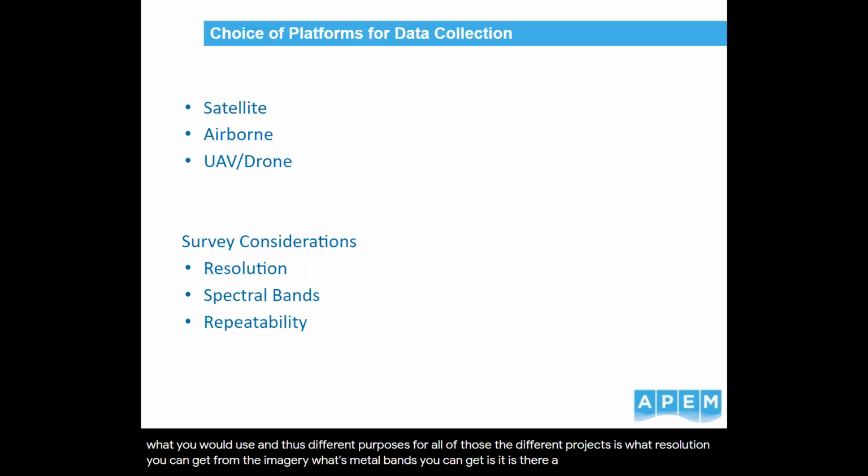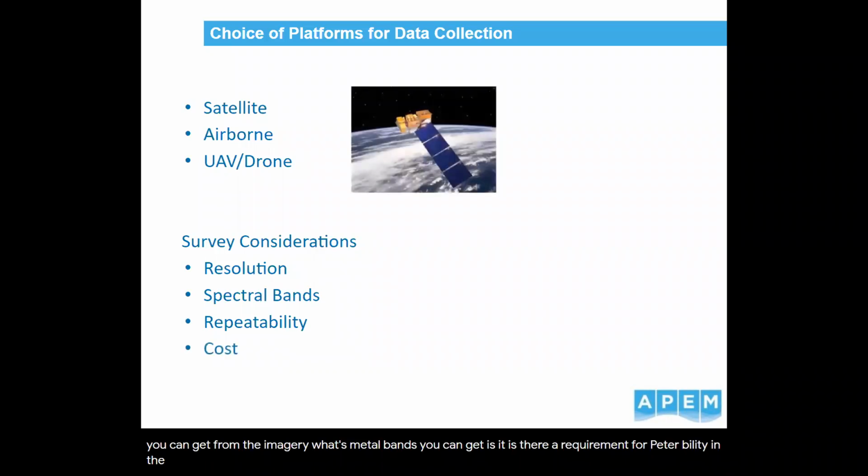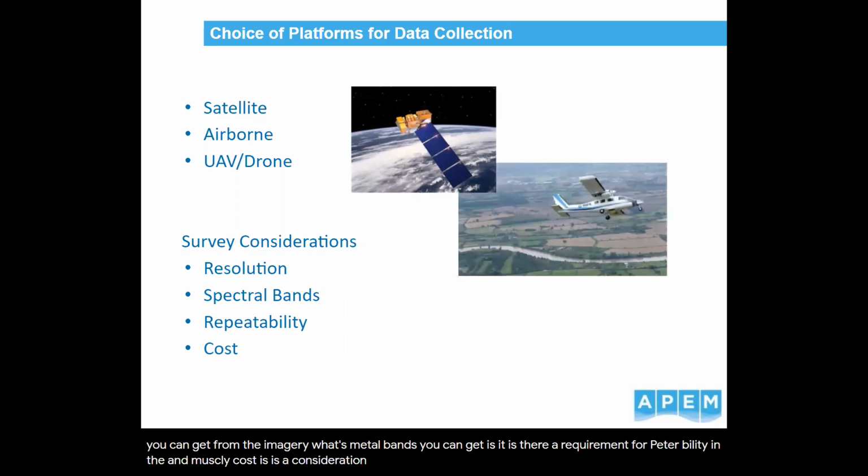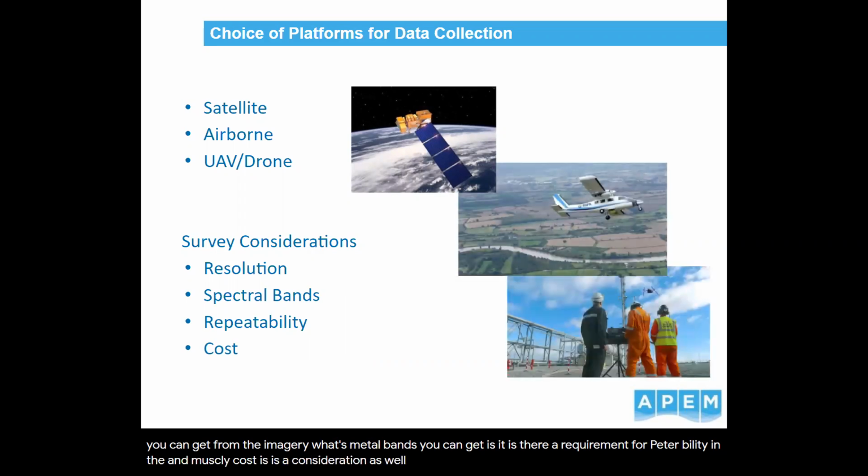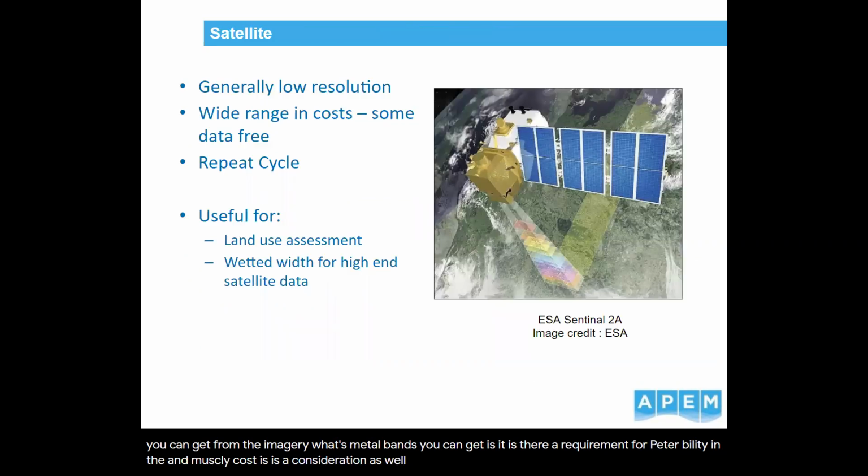Is there a requirement for repeatability in there? And obviously cost is a consideration as well, and whether you go for the satellite, the airborne, or a drone. So with satellite, generally you get low-ish resolution, and things are improving all the time. You can probably get up to 30 centimeters per pixel resolution now with satellite. That's at the expensive end.